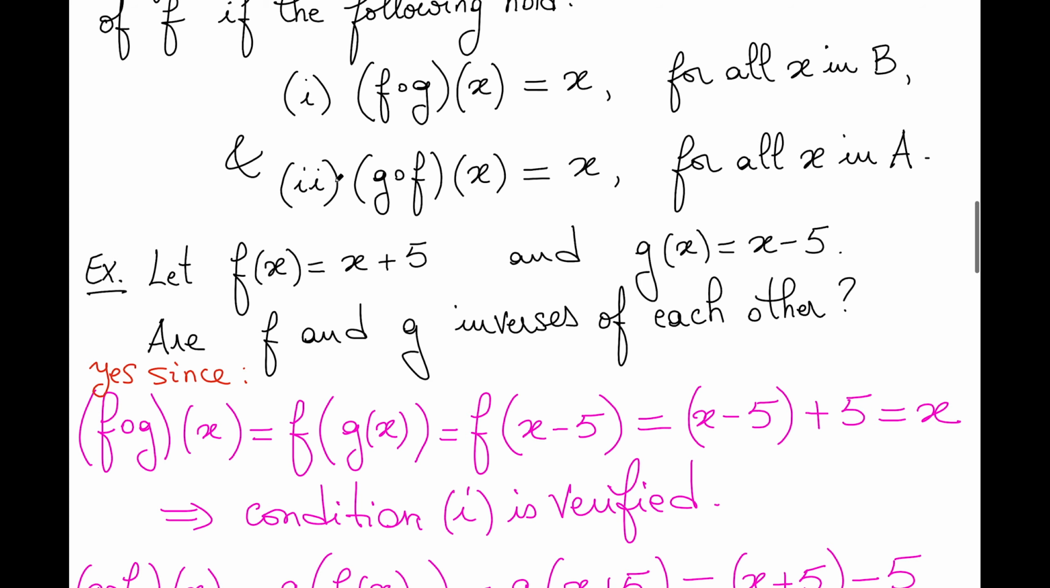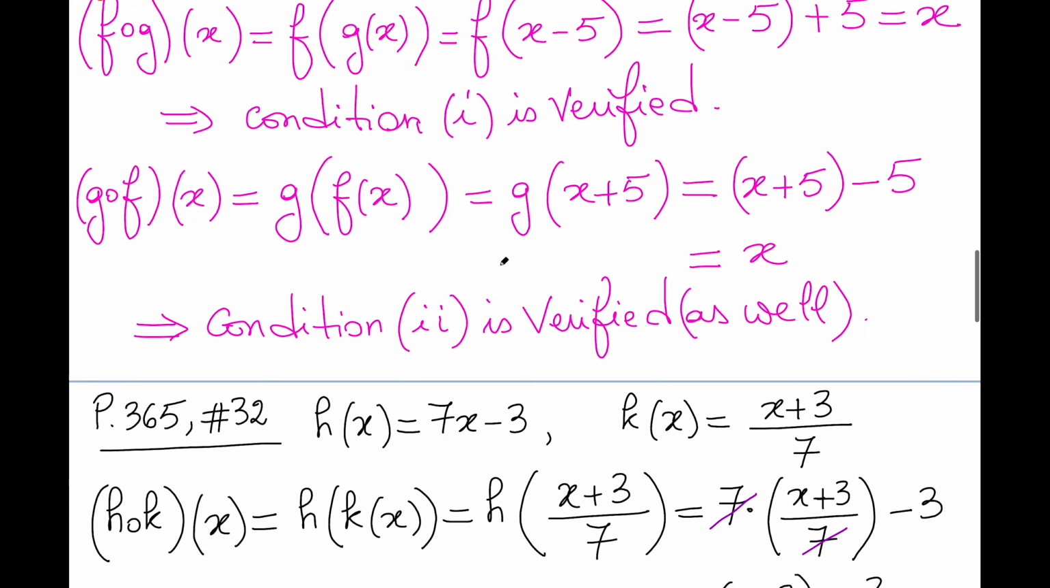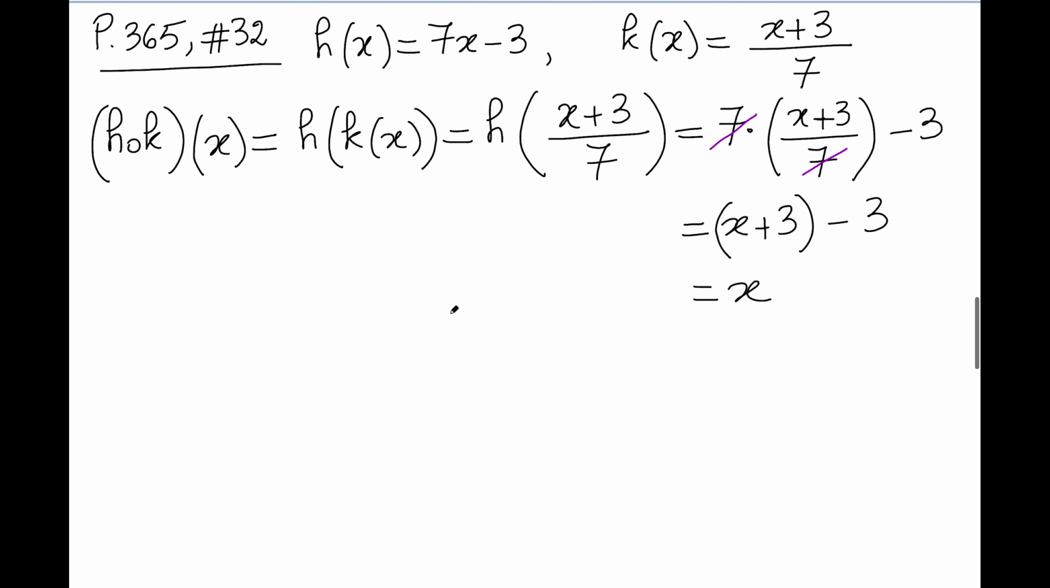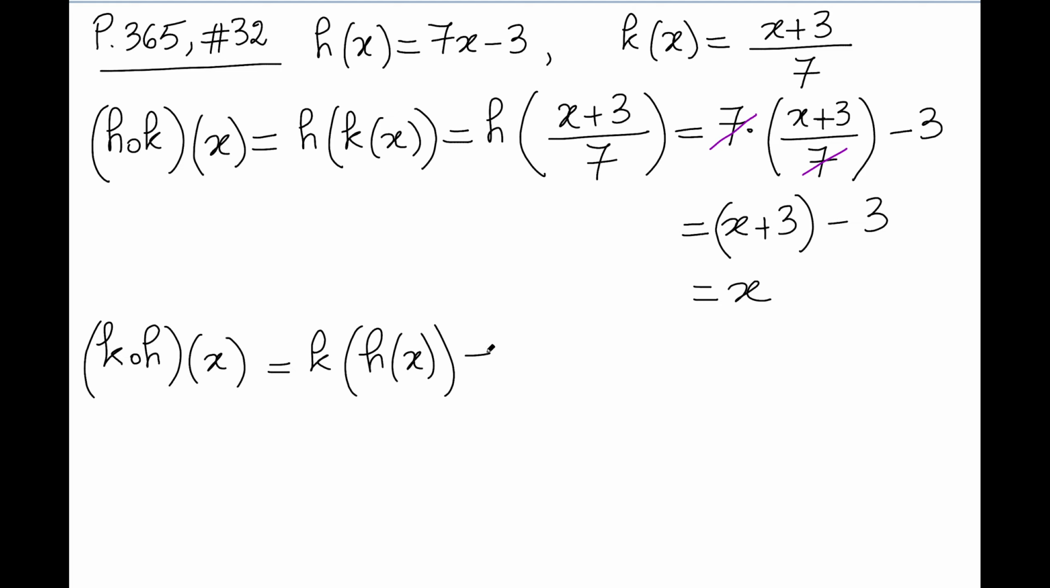We're going to move on to condition 2. Remember, I want both of them to hold. So I'm going to move on now to 2 and verify it, and see if it's going to be verified. K composed with H at x. Oh, this is K acting at H of x, which is K acting at the output of H if the input is x, which is 7x minus 3.